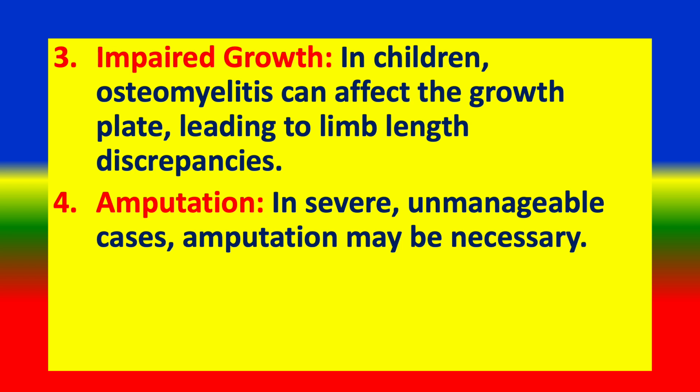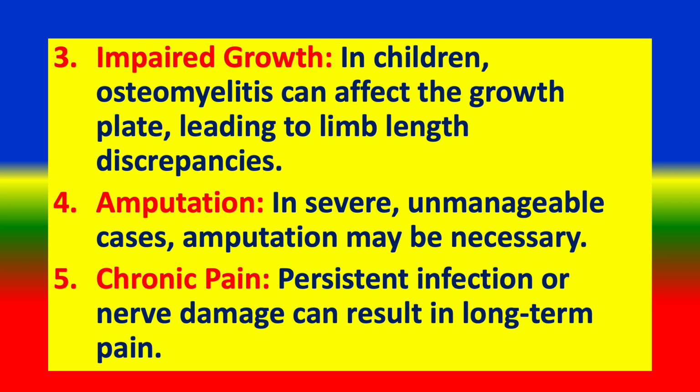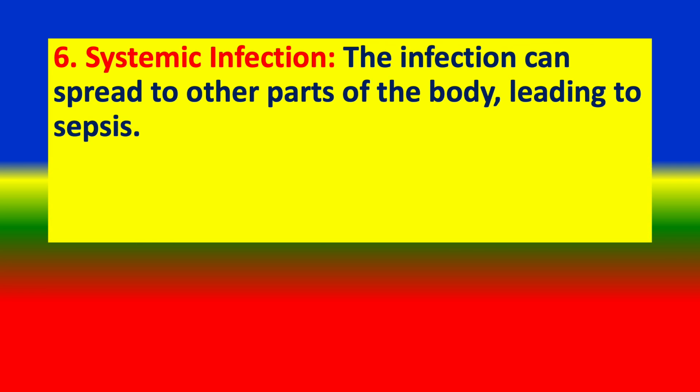4. Amputation. In severe, unmanageable cases, amputation may be necessary. 5. Chronic pain. Persistent infection and nerve damage can result in long-term pain. 6. Systemic infection. The infection can spread to other parts of the body, leading to sepsis.